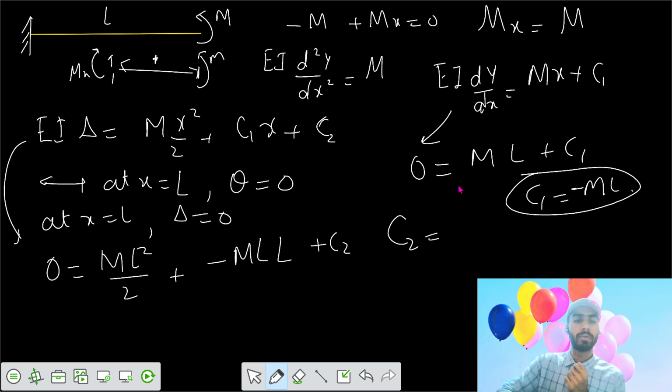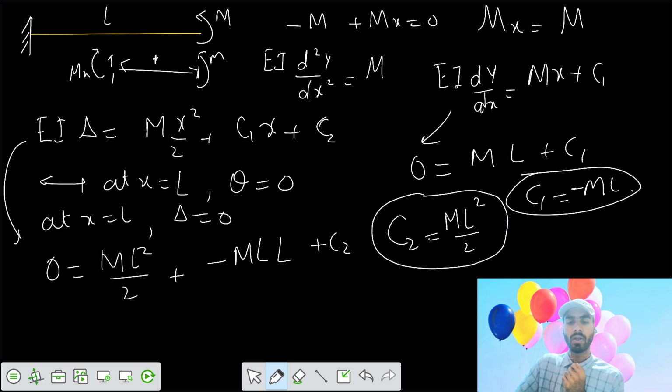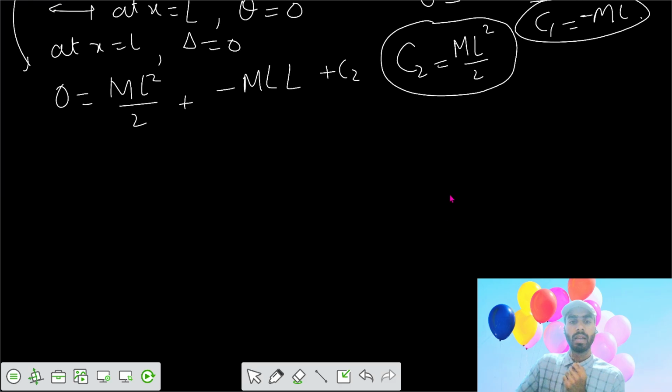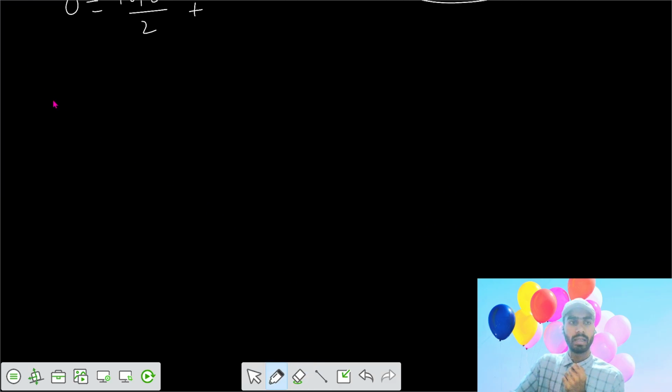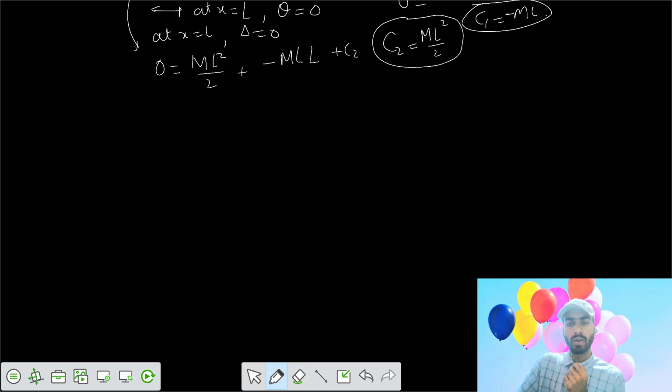Let's calculate the value of C2. Say that ML square by 2, that's 2 inverse minus 1. So your value of 1 by 2, that's ML square by 2. So that means your C1 and C2 we got. So let's say we want to get the delta max.